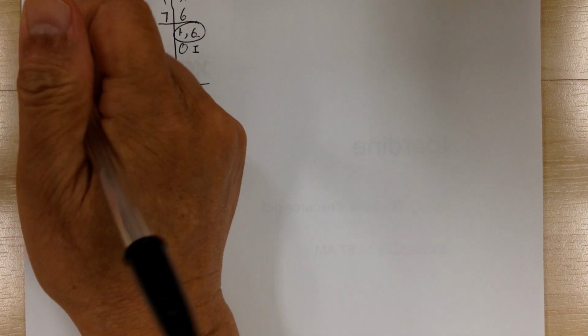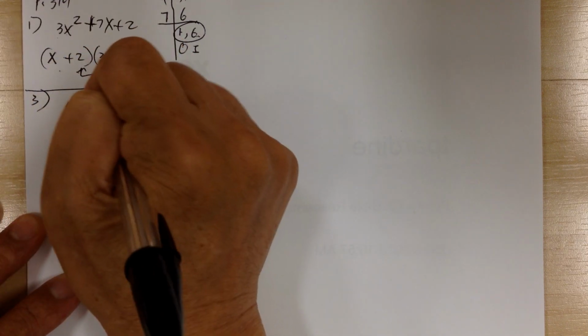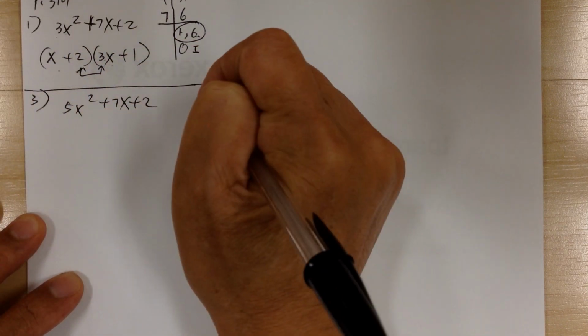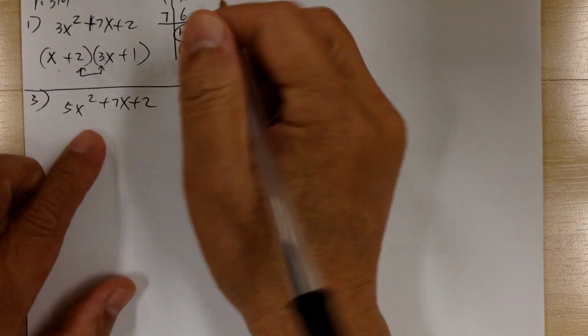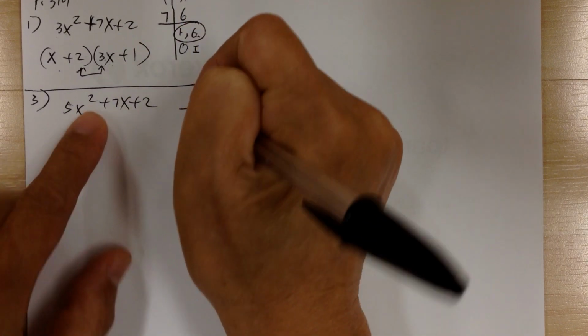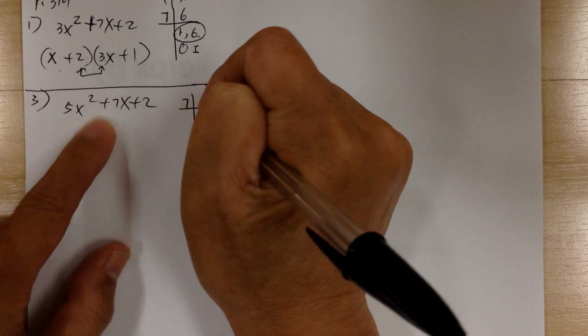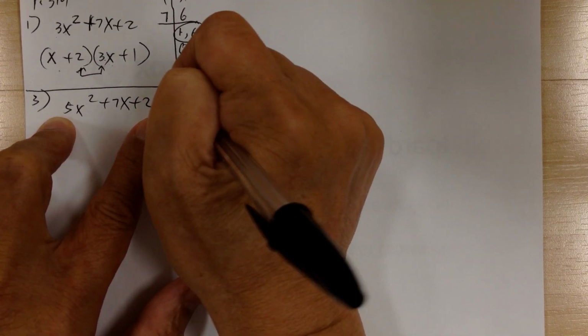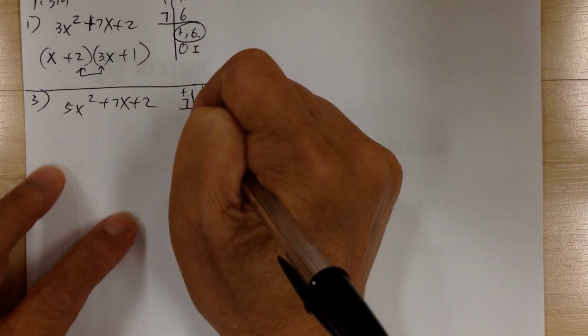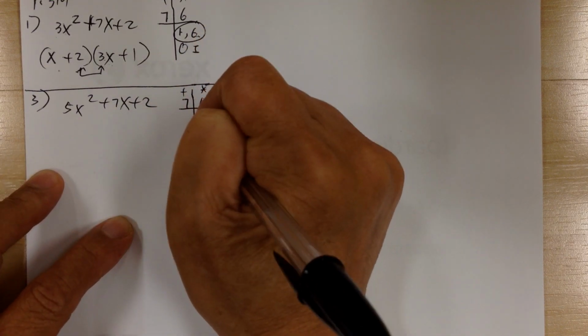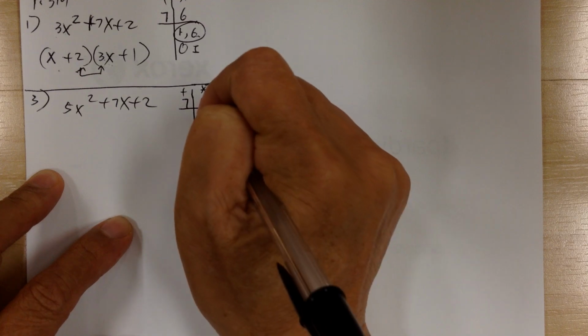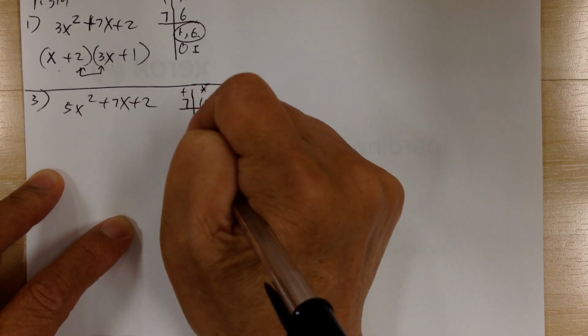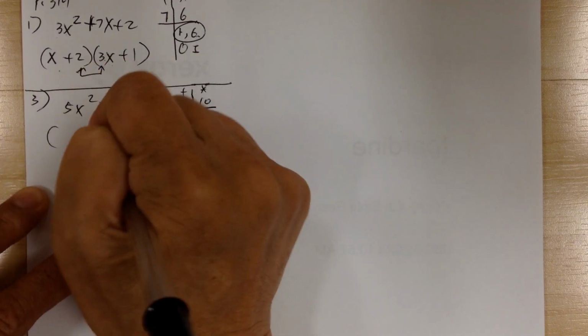Okay, number 3. You have 5x squared plus 7x plus 2. So you can go through your steps. So this would be step 4, master product. So you have to get 7 and 10. Right, 7. Master product is this over here, 10. So you have to add to get 7. You have to multiply to get 10. So you start with 1 comma 10, 2 comma 5. 2 times 5 give you 10. 2 plus 5 give you 7. So this is the correct combination.